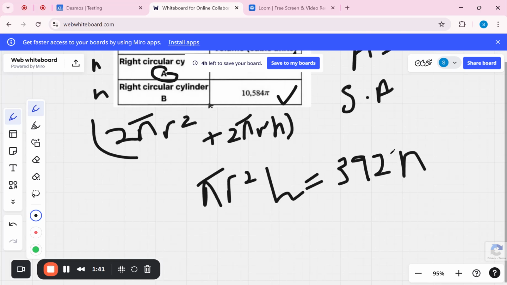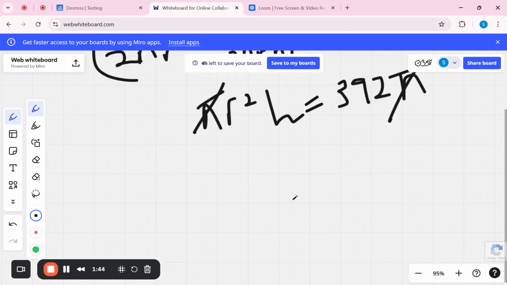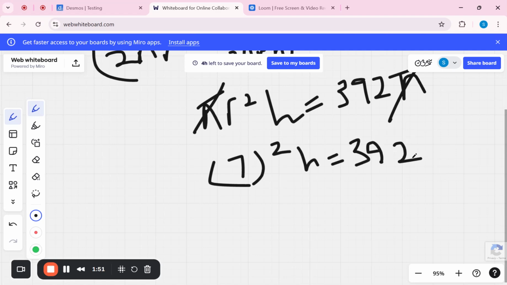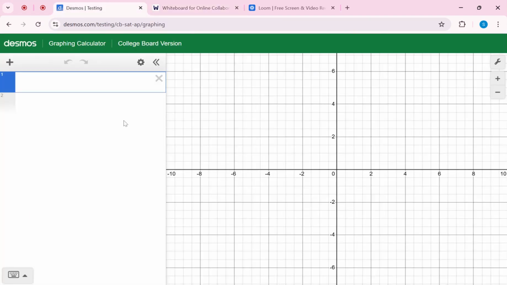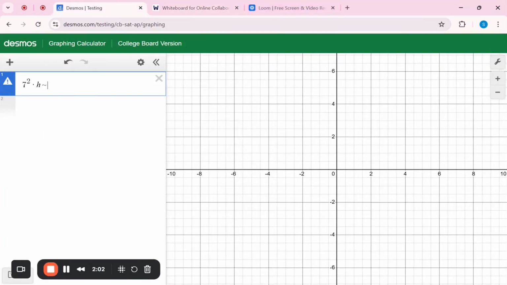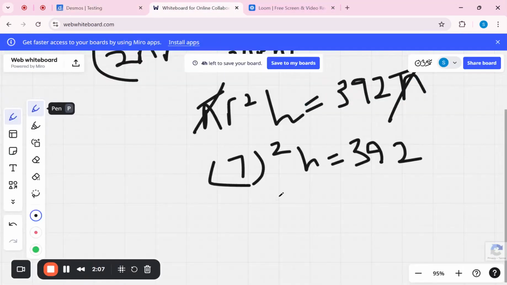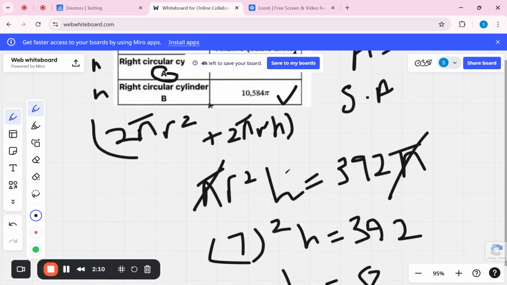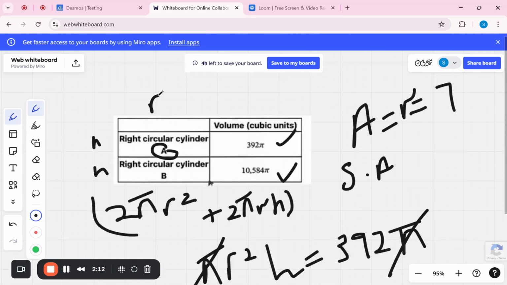392 pi. The pi gets cancelled by the pi. We know that the radius is 7 centimeter. If we put that in, 7 square into h is equals to 392. So we know the height is 8 centimeter. Now we know two things: we know the radius, which is 7, and we know the height, which is 8. But it is only for cylinder A.